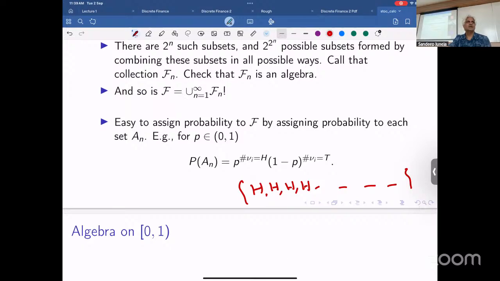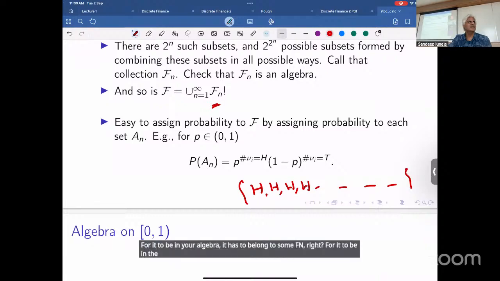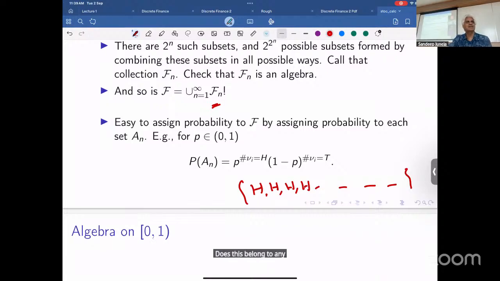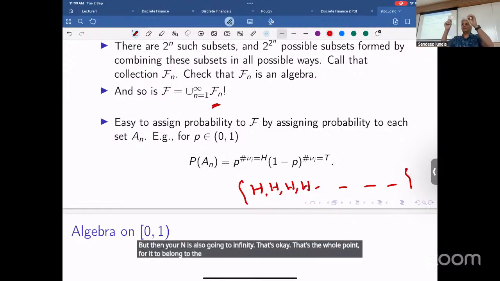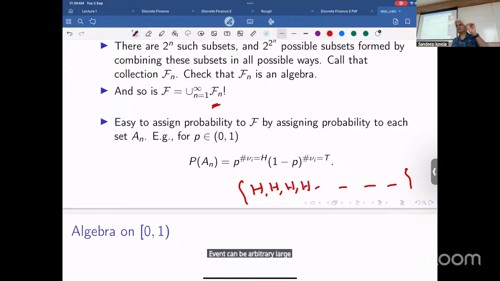For it to be in your algebra, it has to belong to some Fn, right? For it to be in the union. Does this belong to any Fn? No, it doesn't. But then your n is also going to infinity. That's okay, that's the whole point. For it to belong to the union, it has to belong to some Fn. Fn can be arbitrarily large, but some Fn should contain it. Some Fn should come up and say, this belongs to me, take ownership.